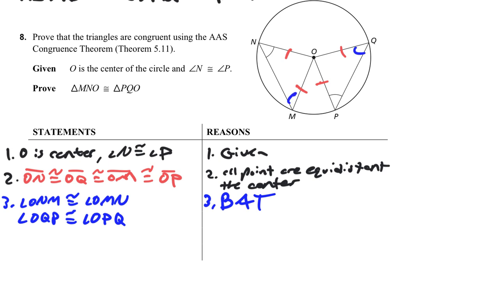Now they're already congruent. Now that I see that, I see angle, angle, side. That's what we're trying to prove here. So my last step is going to be triangle MNO is congruent to triangle PQO, and that is from the angle, angle, side theorem.